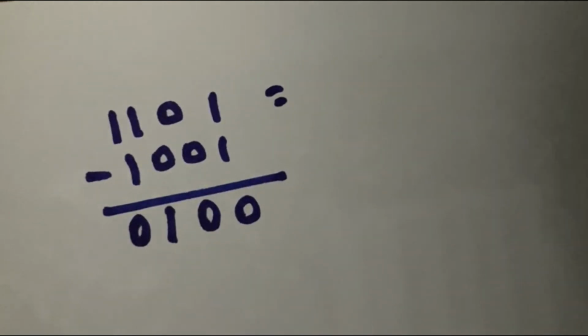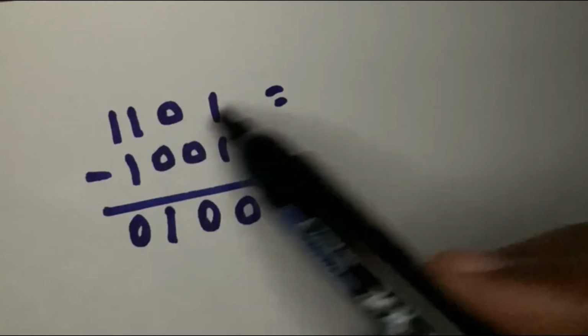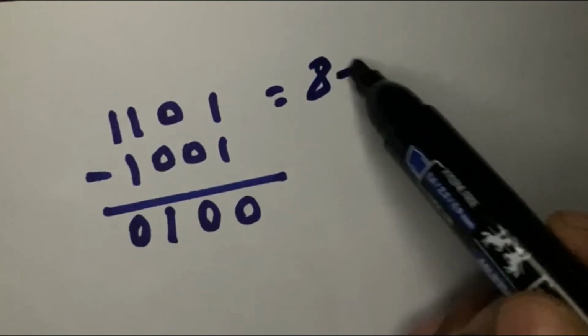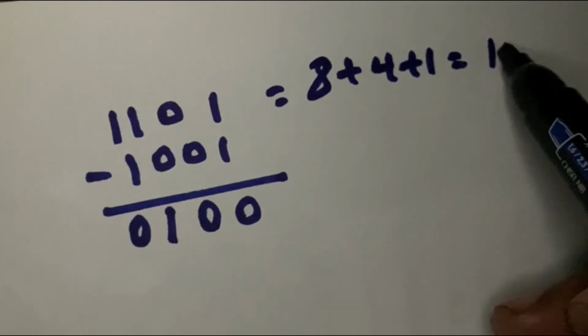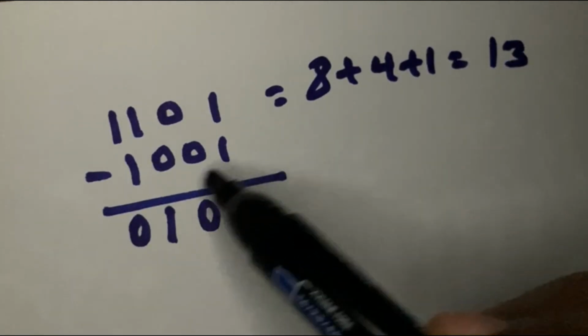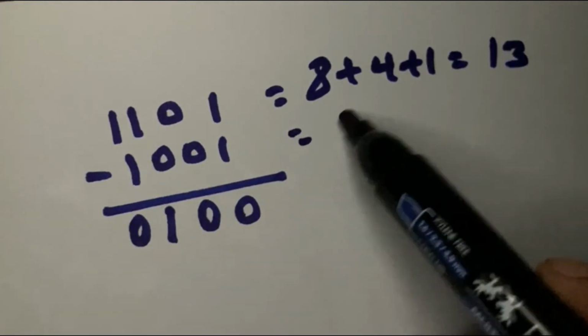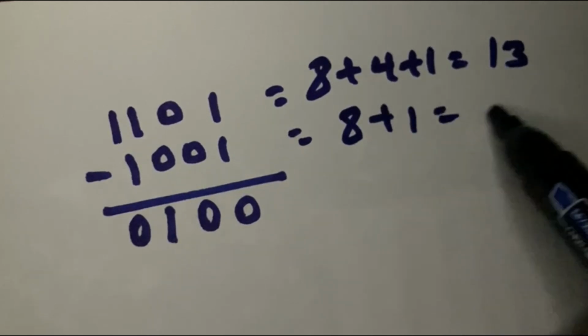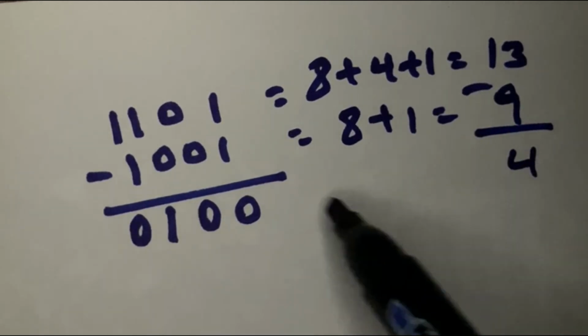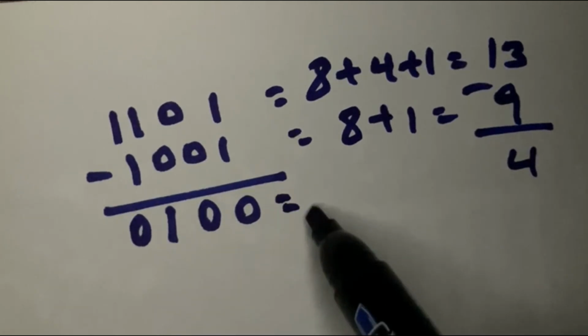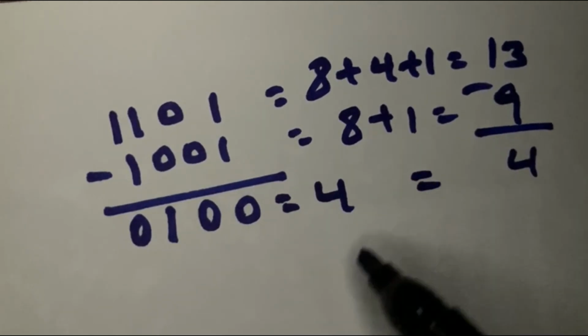So again, let's make sure. 1101 means 8 plus 4 plus 1, which is 13. 1001 is the same as 8 plus 1, which is 9. So 13 minus 9 is 4. And the binary digit 100 is also 4.